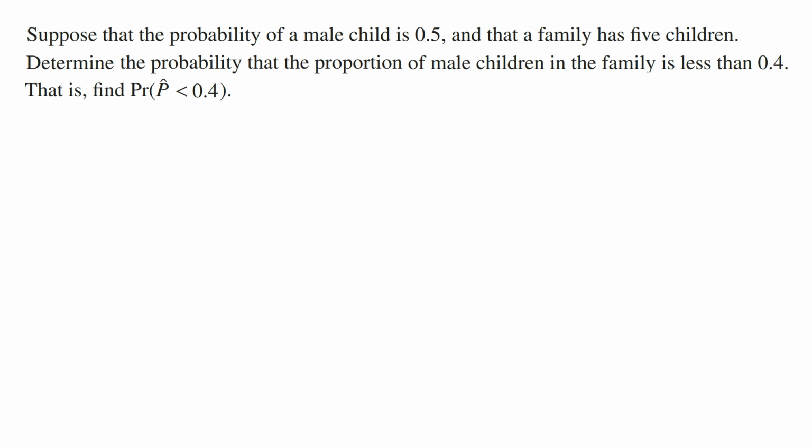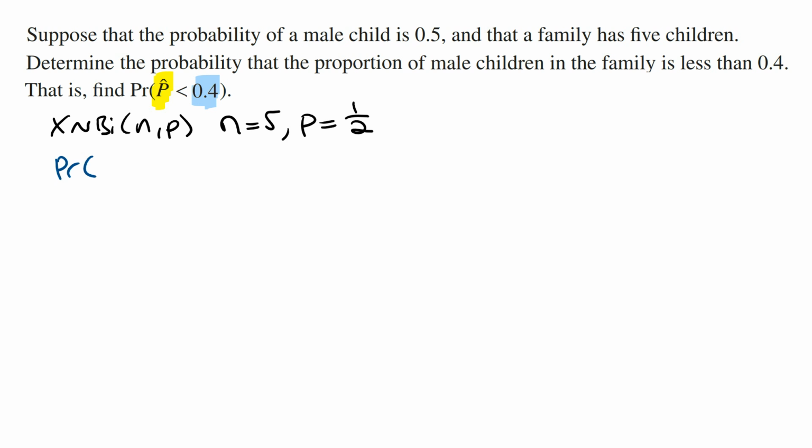To find the probability that p hat is going to be less than 0.4, what we need to do is change p hat to an x, where x is a binomial distribution, and then multiply this number by the sample size. And so if we define x as a binomial distribution with n and p, where x is going to be the number of male children the family is going to have, n is going to be 5, p, the probability of having a male child, is going to be 1/2.